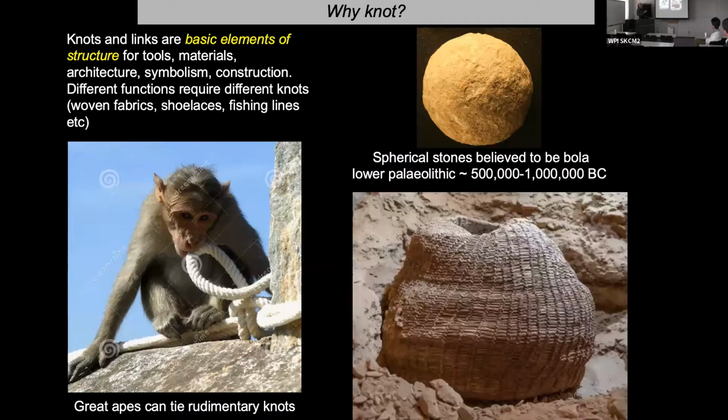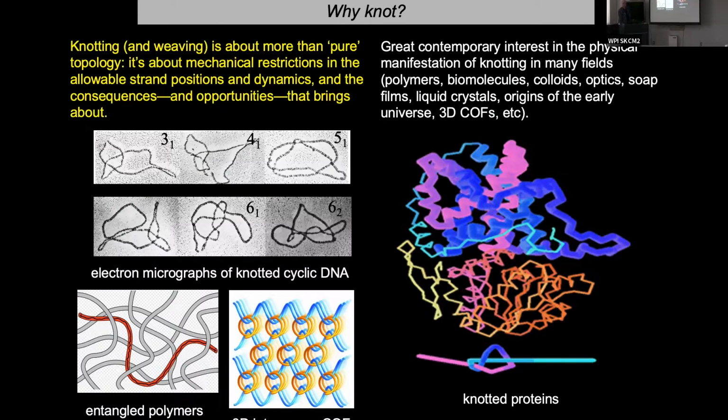And the oldest surviving knots, or woven materials in this case, are actually about 10,000 years old. This is an amazingly well-preserved basket that was found in a cave in Israel, preserved by the very dry climate there. But of course, as you are very familiar, knotting and weaving is about more than just pure topology. It's about the restrictions that these entanglements make in allowing the movement of the components. And for that reason, biology also uses knots.